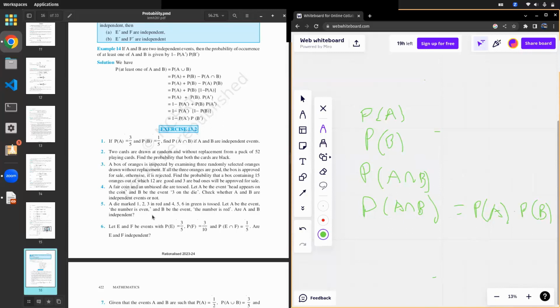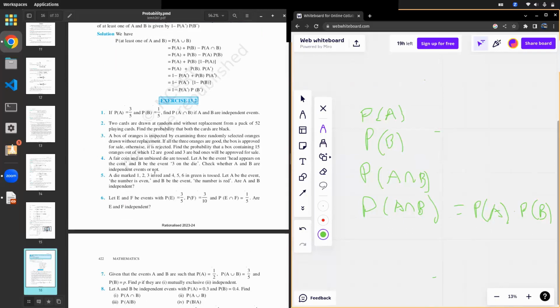So first, the probability of A: the head appears on the coin. The probability of head appearing on a coin is 1/2. B is the event of 3 on the die. So this will be 1/6. The probability of A intersection B will be 1/2 into 1/6. So in this case, we can say that probability of A intersection B is equal to the product, we get the same value in this case.